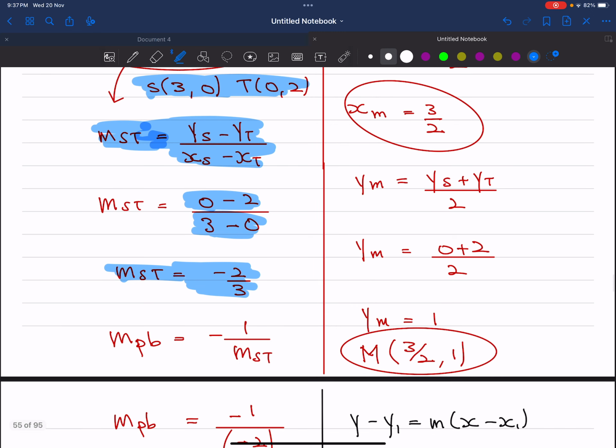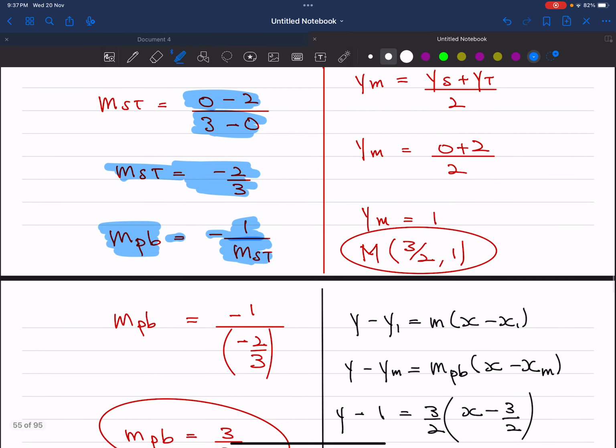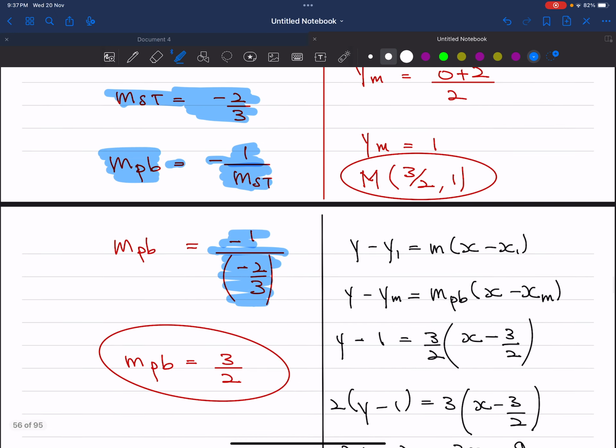Remember, we want to find the gradient of the perpendicular bisector, which is negative 1 over the gradient of ST. I substitute the gradient of ST. So now it is negative 1 over negative 2 over 3. Bring the fraction down up, down fraction, bring it up. You inverse it, 3 over 2. And of course, negative and negative becomes positive. So we finally got the gradient of the perpendicular bisector, 3 over 2.